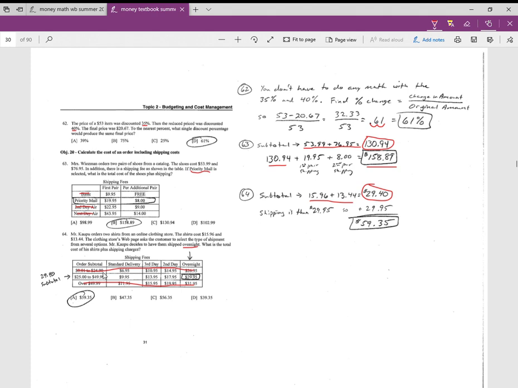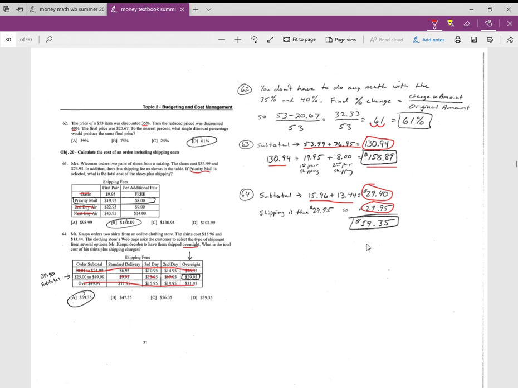So when we're in this price range, there's 4 shipping options. Standard delivery, he didn't want that, so it's not that. Third day, nope. Second day, nope. And so he wants it overnight, which costs $29.95 for shipping. So the total cost, we have $29.40 for the subtotal. We found the shipping is going to be $29.95. Add them up, $59.35.